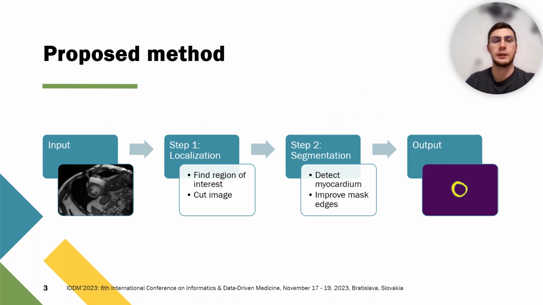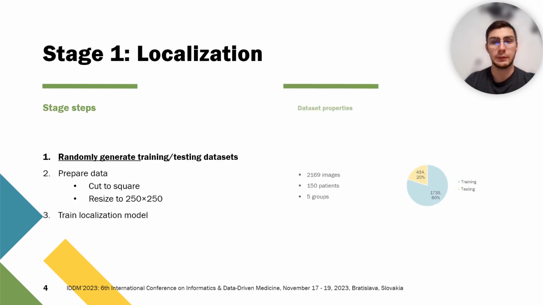Here on this slide you can see a simplified scheme of the proposed method. It has two stages, localization and segmentation. On the localization stage, we are looking for the area of interest. We try to find the area where myocardium is located and cut the image to have only this area. On the second stage, we are actually looking for the certain myocardium segment and do some post-processing to improve it. As input, we have MRI image, and as output, we receive myocardium segmentation mask. Let's talk in more detail about each of these steps.